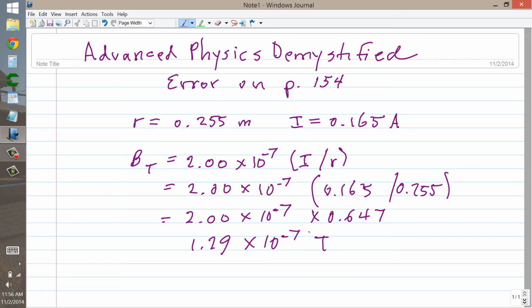Teslas. The flux density in Teslas at a distance of 255 millimeters from a straight wire carrying 165 milliamperes. We get 1.29 times 10 to the minus 7th Teslas. The book, of course, by dividing this upside down, got 3.09. That's wrong. It's 1.29 times 10 to the minus 7.